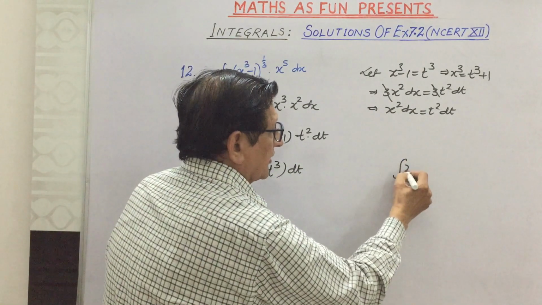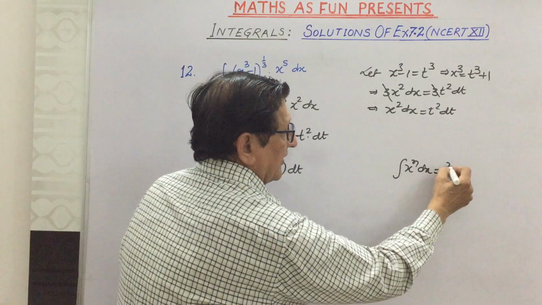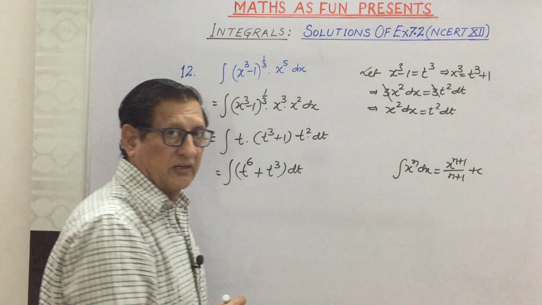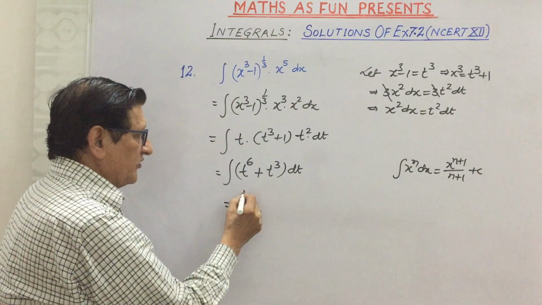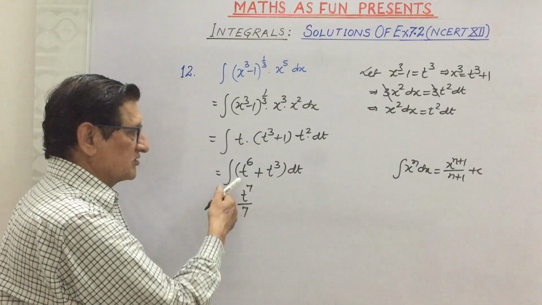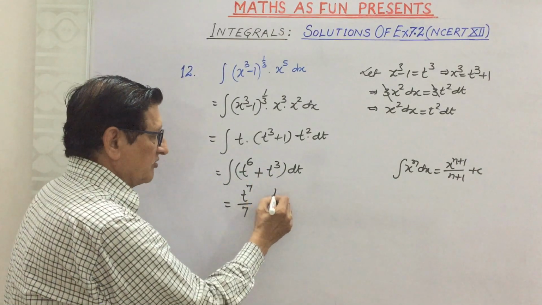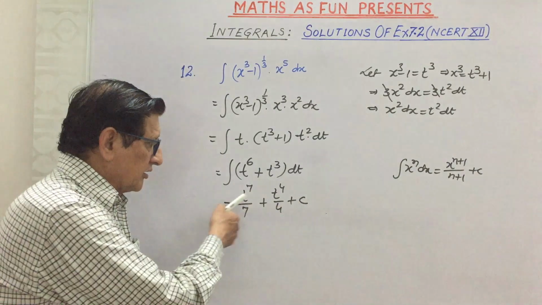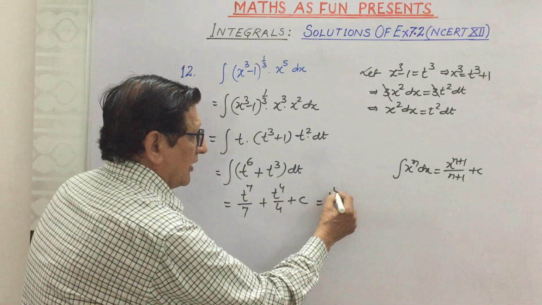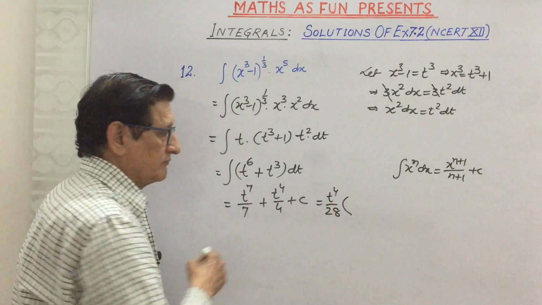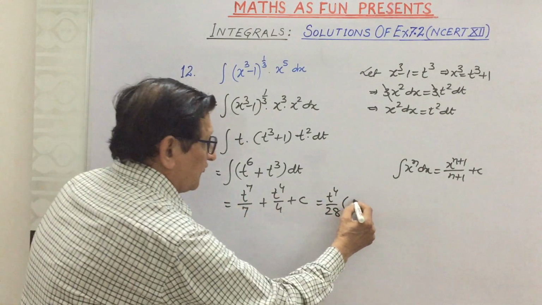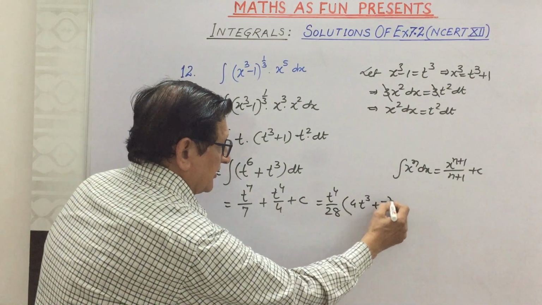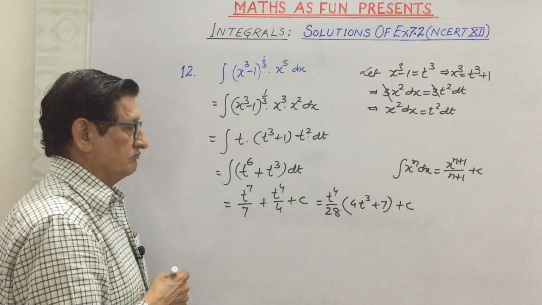We know integral of x power n is x power n plus 1 upon n plus 1 plus c. Applying that here, we get this as t power 7 upon 7, plus this will be t to the power 4 upon 4 plus c. We can take t to the power 4 common here and 28 as the LCM. So we will be getting here t power 4 upon 28 into 4 into t cube, plus this will be 7, plus c.